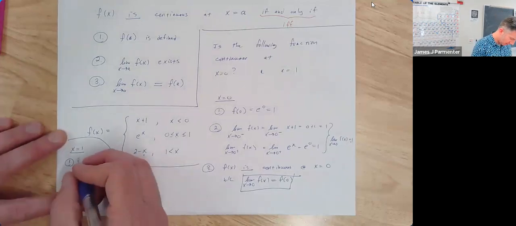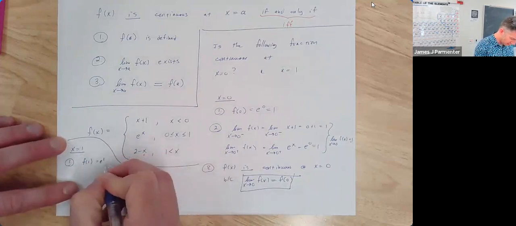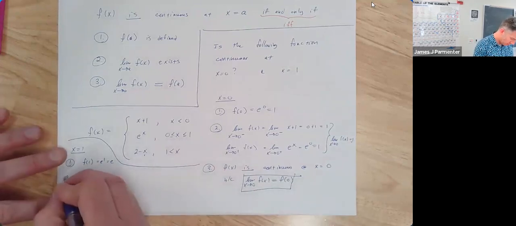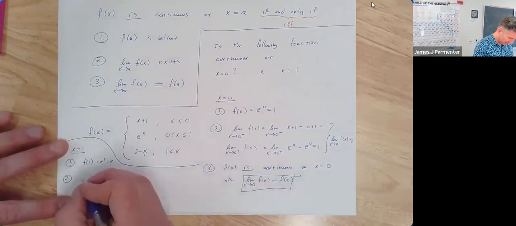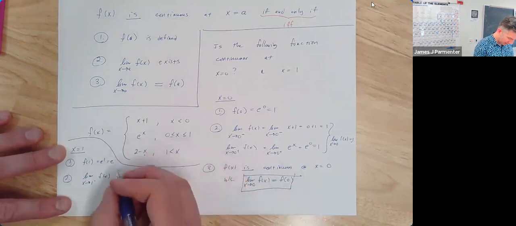So, first of all, f of 1 is going to be e to the 1, which is just e. Just leave it like e. Two, limit from the left and the right. So the limit as x approaches 1 from the left. When I'm left of 1, I'm using the e to the x part.